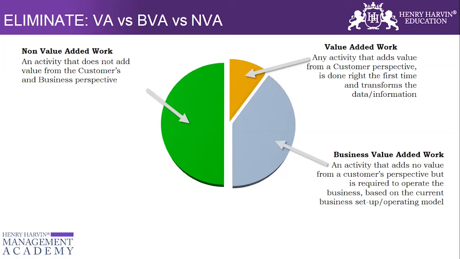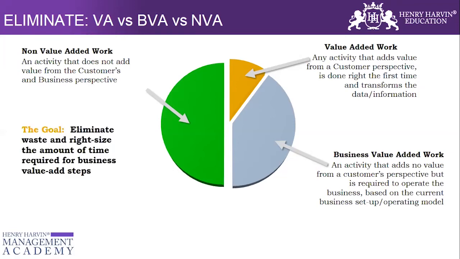Only approximately 25% is value added, which is being utilized. So 50% is non-value added, maybe 20% is value added, and 30% is business value added. We should always strive for improving the non-value added part. What is the goal? As I told you, eliminate waste and right-size the amount of time required for business value added work. So we should always focus on improving the non-value added.